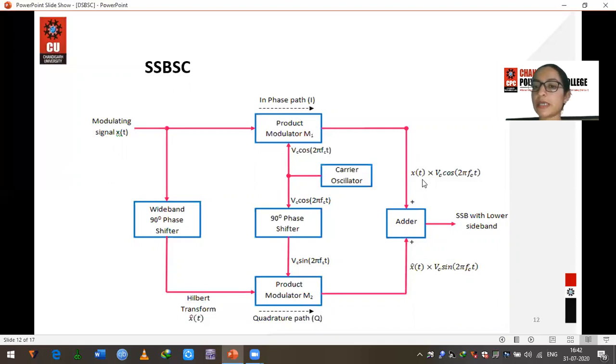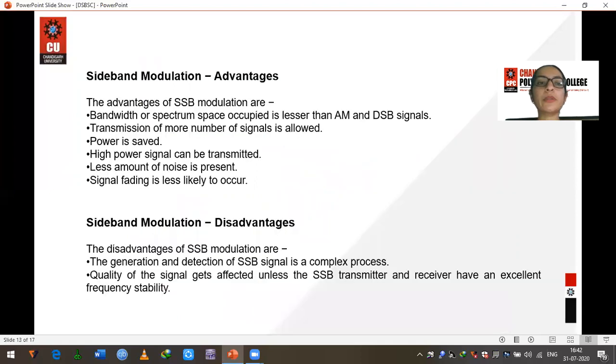So here in this case, we get x(t) multiplied by Vc cos 2 pi fct, which is your carrier frequency, and on the other hand, x-bar(t), that is your signal with the 90 degree phase shift, multiplied by Vc sin 2 pi fct. We get at the output the SSB signal with the lower sideband. Let us start with the advantages.